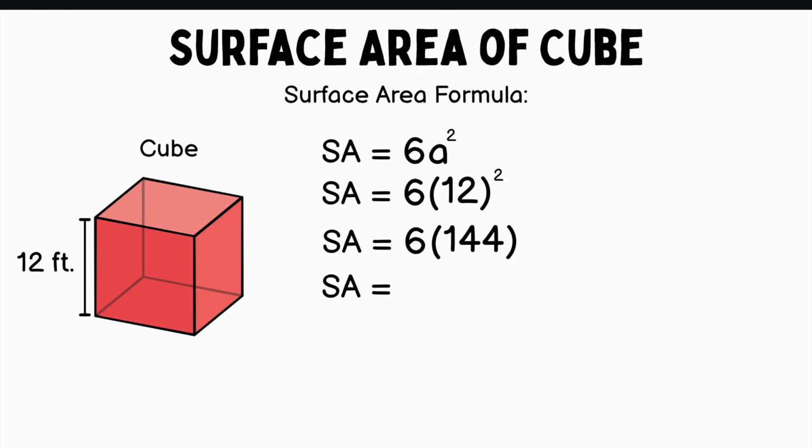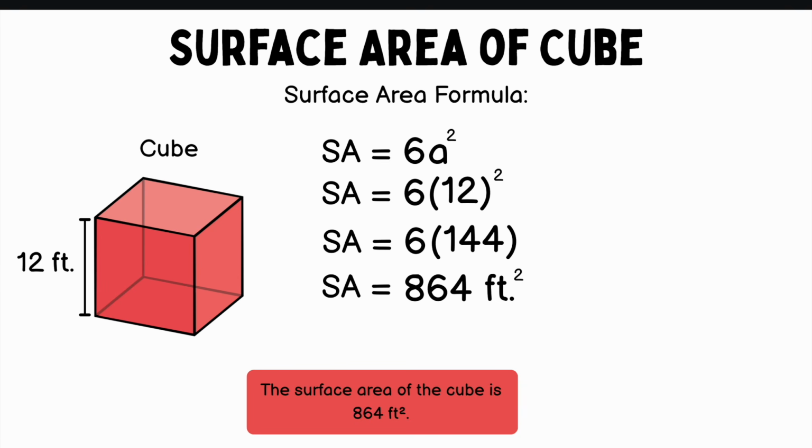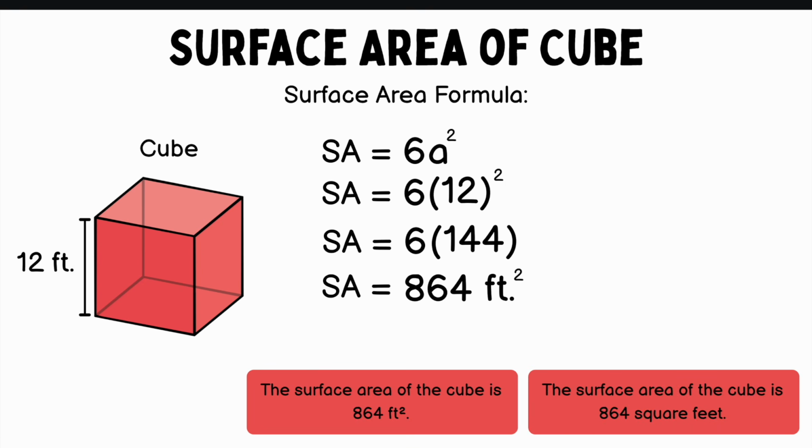We know that surface area will be 864 feet squared. We can say the surface area of the cube is 864 feet squared. Or we can say the surface area of the cube is 864 square feet.